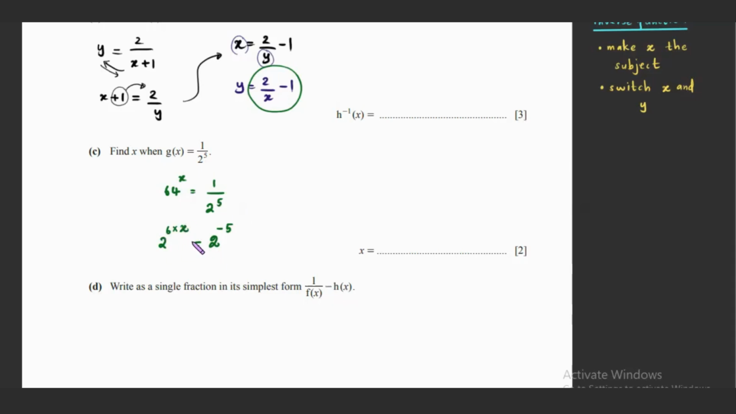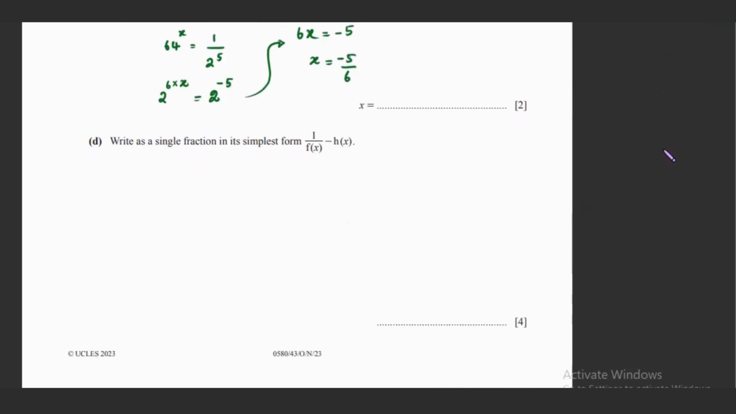Now we know that the bases are the same. We can relate the indices. So 6 times x is 6x. So I can write it here as 6x is equal to this negative 5. So the value of x is negative 5 divided by 6, because I need to take the 6 to the other side.